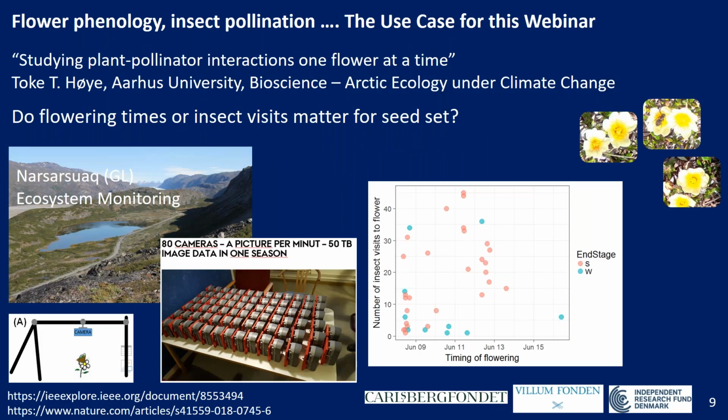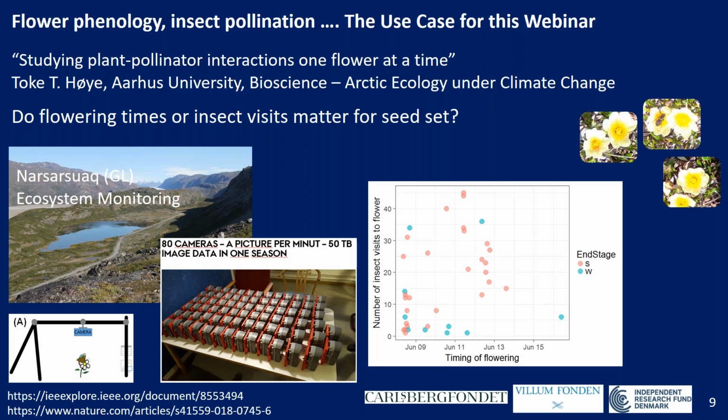But the other example, which is the focus of this whole work that I'm doing, and the use case in this webinar, is related to flower phenology and insect pollination. This is the work of my colleague Thomas Hoyer, whose research focus is the Arctic ecology and what's happening in the Arctic ecology under climate change scenarios, and in particular how the flowering and insect visitation is changing under climate change.